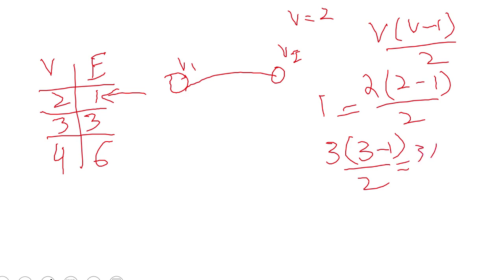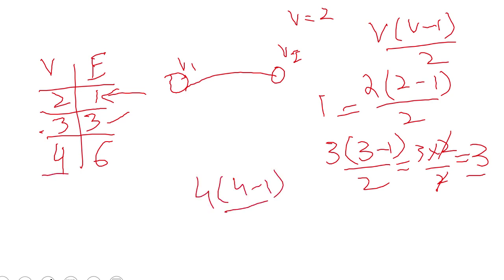The second case, if there are 3 vertices, 3 into 3 minus 1 divided by 2. In this case 3 multiplied by 2 divided by 2, total number of edges that are required to connect 3 vertices is 3. So if there are 3 vertices, total number of edges in a complete graph will be 3. If there are 4 vertices, 4 into 4 minus 1 divided by 2. In this case 4 multiplied by 3 divided by 2, and the total value comes out is 6. So if there are total 4 vertices, total number of edges that will be used to connect these vertices are 6.